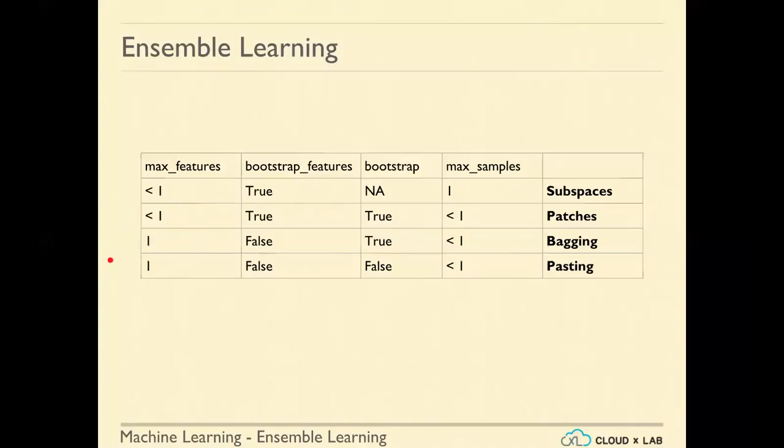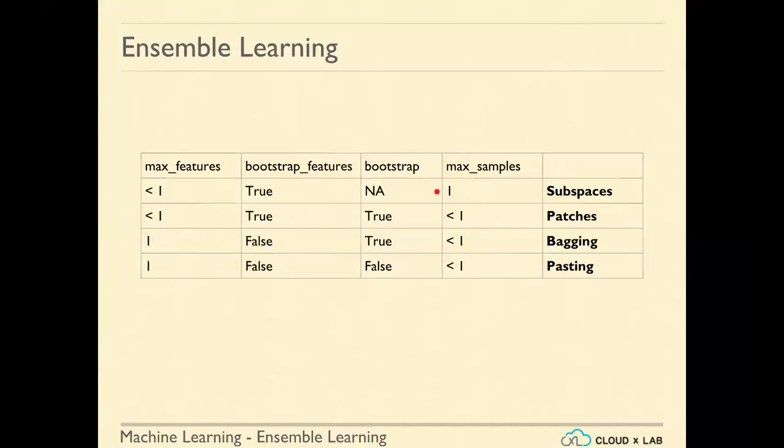A question from Kamal is, in this table both max samples equals to 1 and max features equals to 1 makes no sense. It does make sense. So actually those are the parts that make sense. 1.0 means we are picking up all of the features. Here in case of subspaces, we are picking up all of the instances.